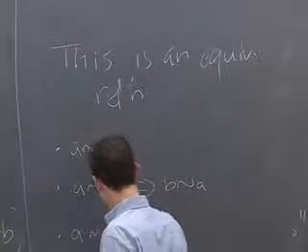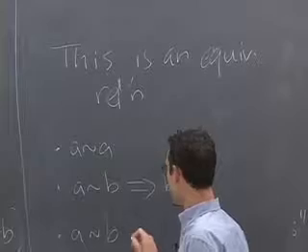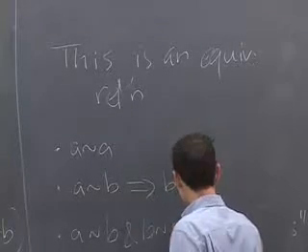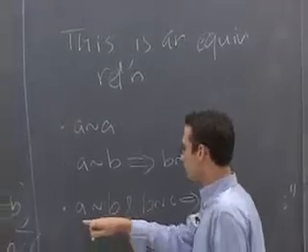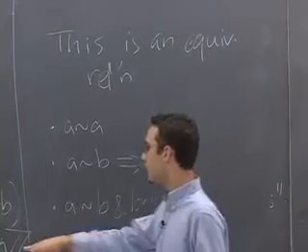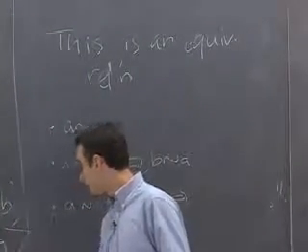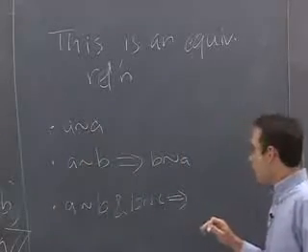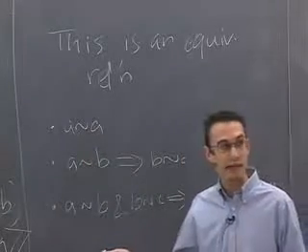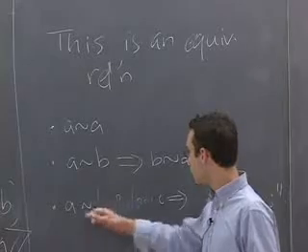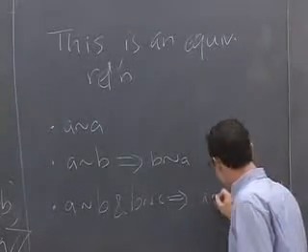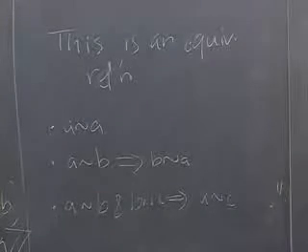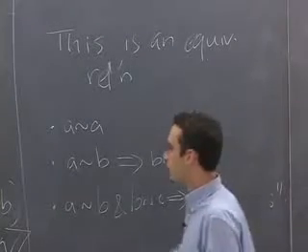And finally, if a is related to b and b is related to c, then, well, what do these mean? This means a minus b and b minus c are in nZ, are multiples of n, in other words. And if you add a minus b and b minus c, you get a minus c. So a is related to c. So this is definitely an equivalence relation.